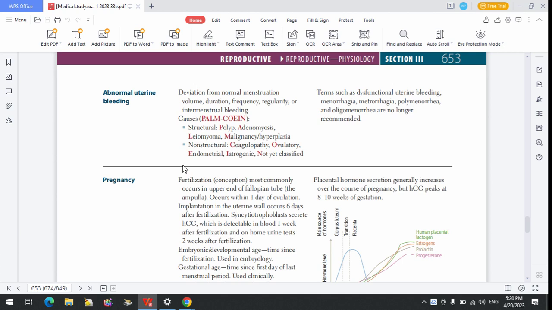Endometrial, things like endometriosis. I can put it under endometrial. Endometriosis as a cause of abnormal uterine bleeding. Endometriosis is just similar to adenomyosis. It's also presence of the endometrial tissue outside the normal endometrium.